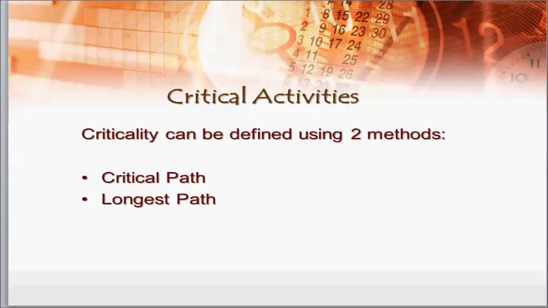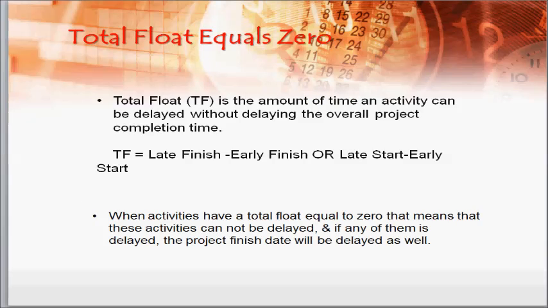Critical activities. Criticality can be defined using 2 methods: critical path or longest path. The first method is the critical path, or total float equals 0, where total float is the amount of time an activity can be delayed without delaying the overall completion time. Total float can be calculated by subtracting the early finish from the late finish, or early start from late start.